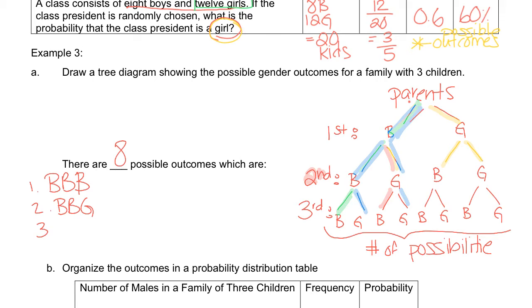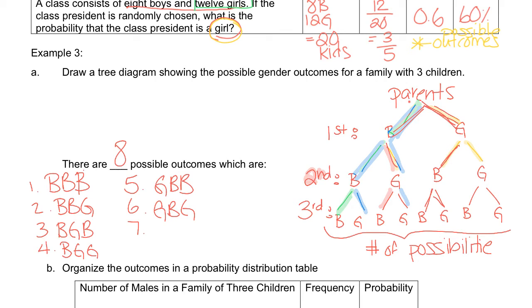And my third one would be boy, girl, boy. And my fourth option would be boy, girl, girl. My fifth possibility would be girl, boy, boy. My sixth would be girl, boy, girl.